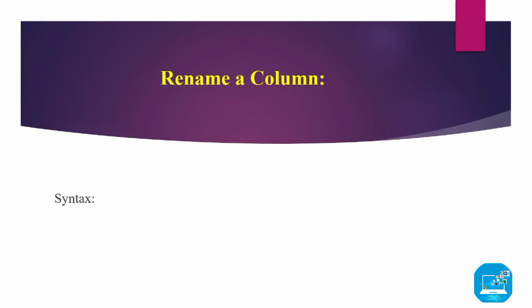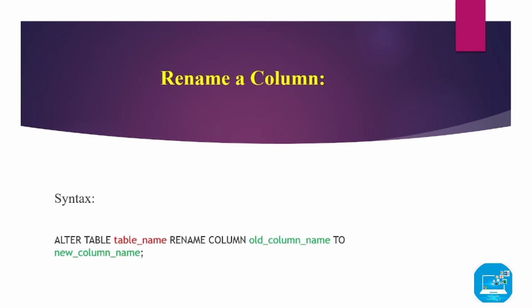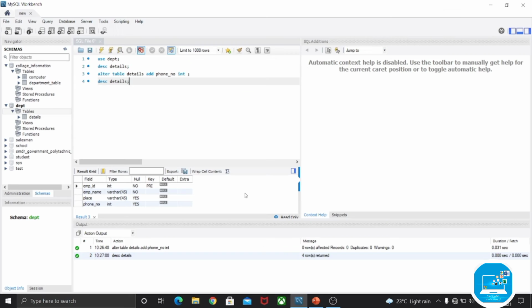Second is rename a column. Using this alter command, we can rename our column name, and the syntax is alter table, table name, rename column, and write old column name to new column name. Using this syntax, we can rename a column name. Now let's do it practically. And here I want to rename this column name place to city using this alter command.